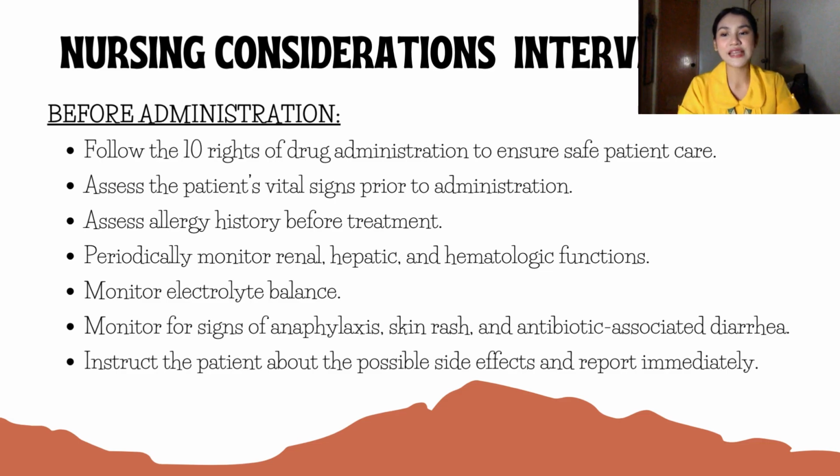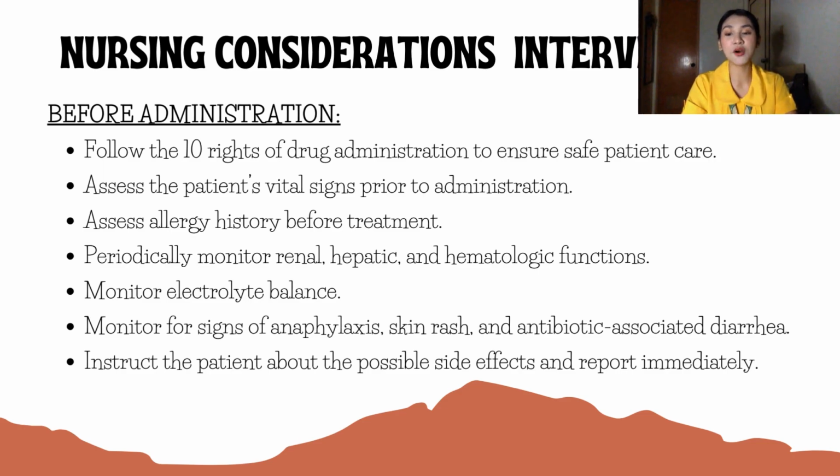So next, we have to assess the patient's vital signs prior to administration. So it is essential for us to check the vital signs to ensure that the patient is stable and can tolerate the medication. So next, we have to assess allergy history before treatment to prevent giving a medication that could harm the patient. So next, we periodically monitor renal, hepatic, and hematologic function. So this step helps catch any problems earlier than we can expect and prevents complications.